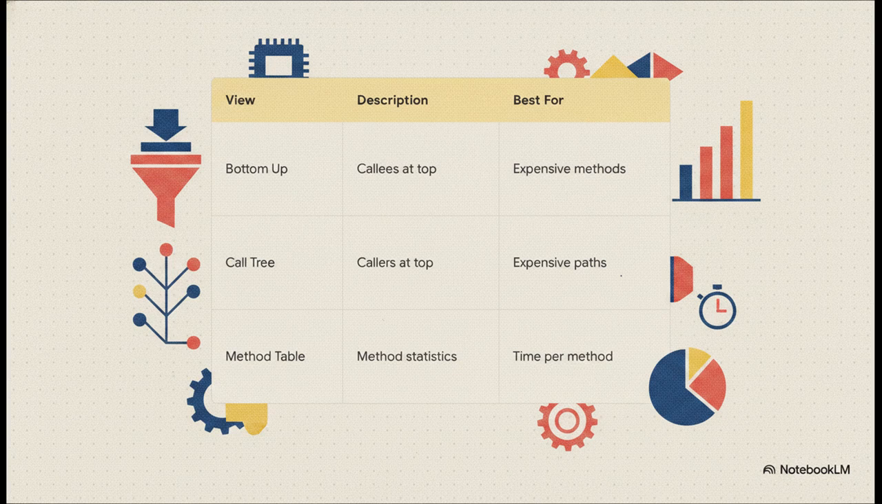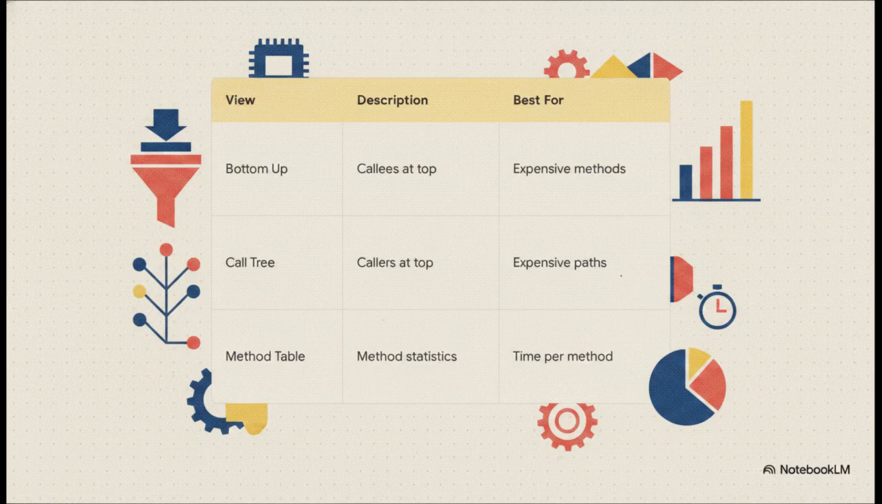The DevTools CPU profiler might look like an intimidating wall of data at first glance, but it's really just 3 main views. The bottom-up view flips the script. It puts the deepest, most specific methods right at the top, which makes it perfect for finding that single, individual, expensive function. Then there's the call tree view, which is top-down. You start at the top of the app and drill down to find exactly which path is eating up your CPU. And finally, the method table removes the stack entirely, giving you pure raw statistics on how much total time a method consumed.